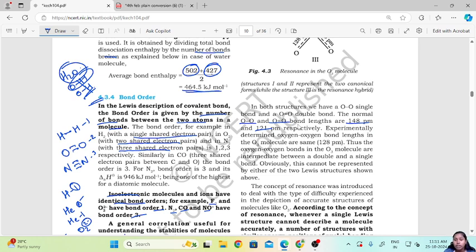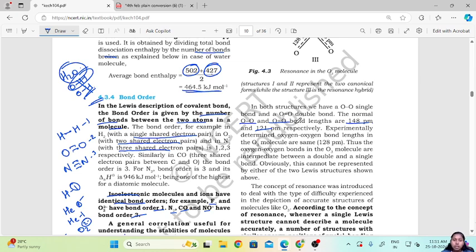For a single bond it is 148 picometers and for a double bond it is 121 picometers. These are the bond lengths. Now, experimentally determined oxygen-oxygen bond lengths in the O3 molecule are the same. Thus the oxygen-oxygen bonds in the O3 molecule are intermediate between a double and a single bond.